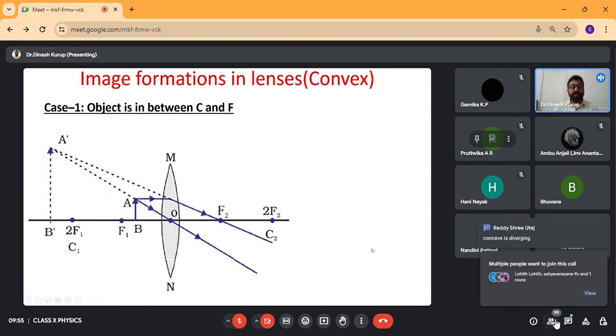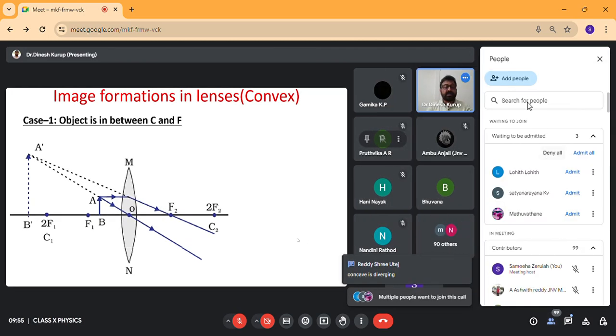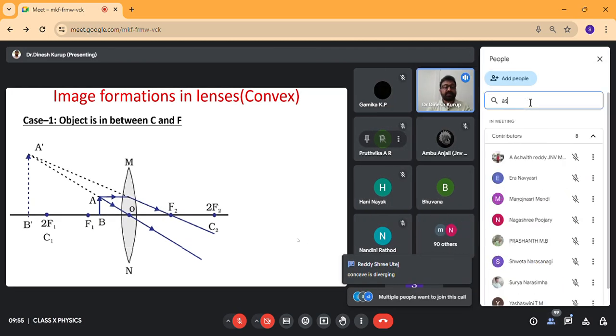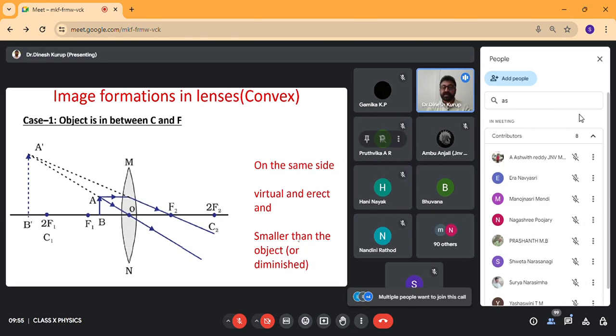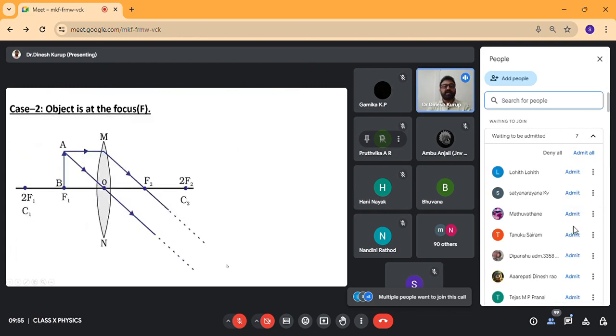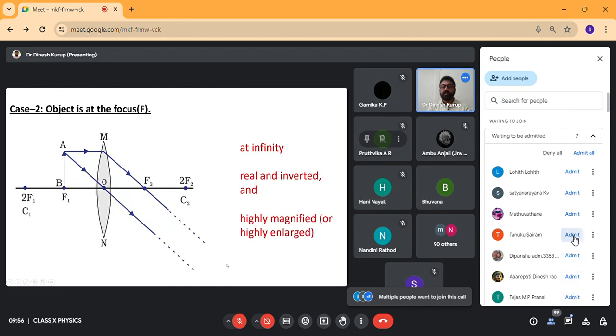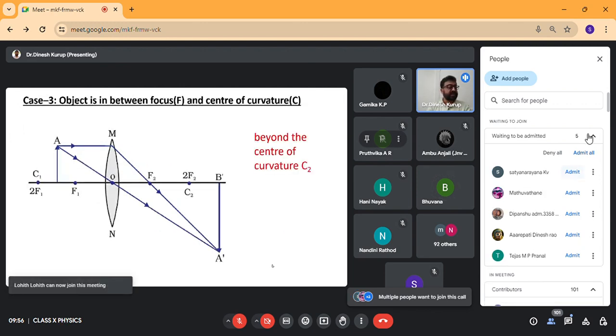Now see the formation of images in convex lenses in brief, in a quick manner. This is a convex lens. Object is placed between the focal point and optic center. Then the image will be on the same side, virtual and erect, and magnified. And second thing, object is at the focus, then the image will be at infinity, real, inverted, highly magnified or highly enlarged. Then the third one is between f and 2f.